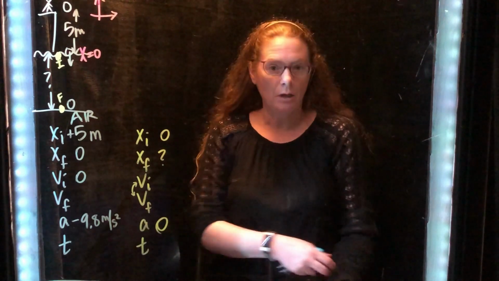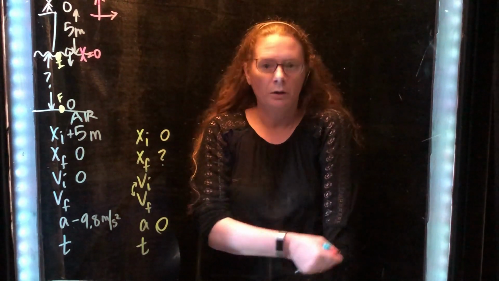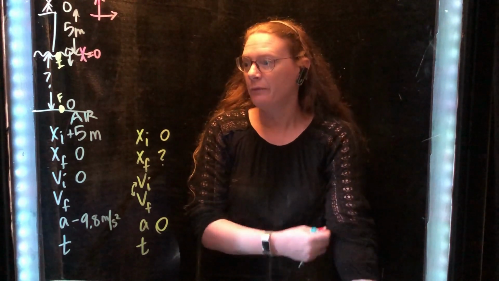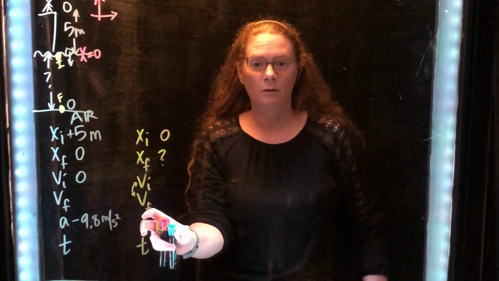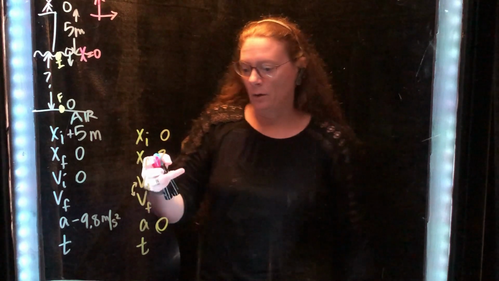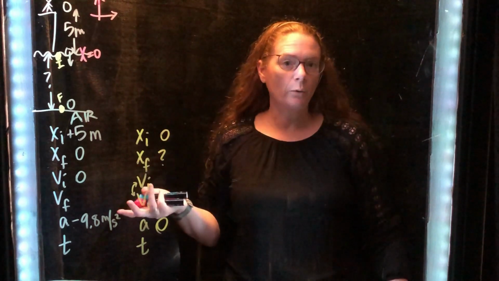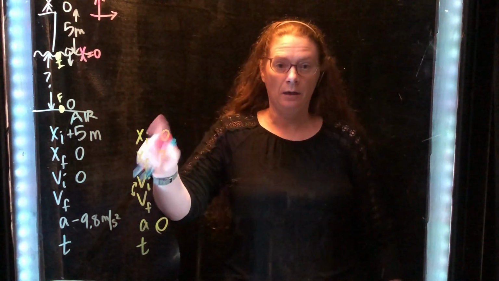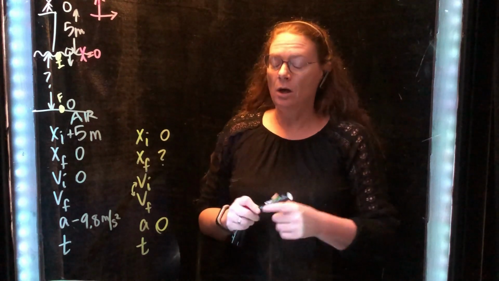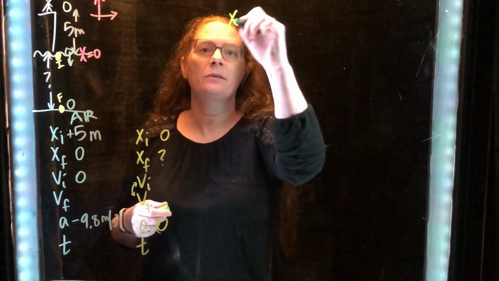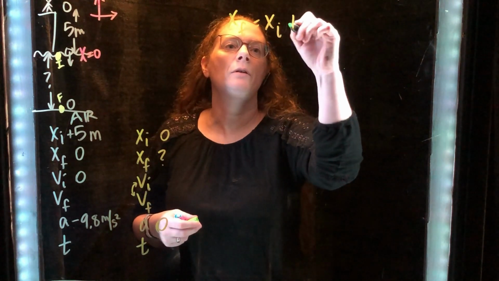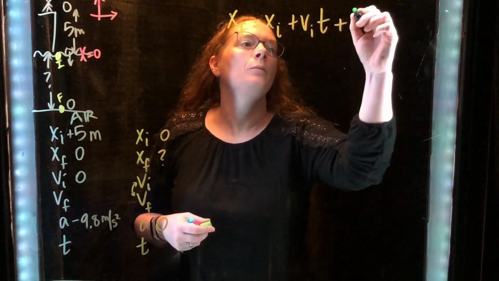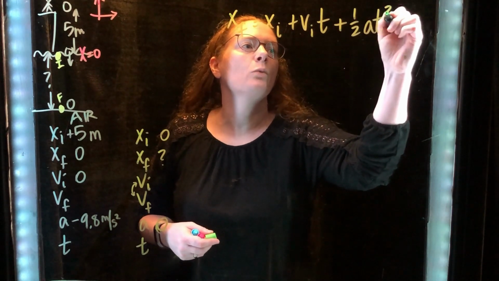So you always start with your target variable. What are we looking for? In this case, I'm looking for the final position in the water. How can I solve for that? What equations do we have available that might get us x final? All right, the long equation. Can we do that? X final equals x initial plus v initial t plus 1/2 at squared.